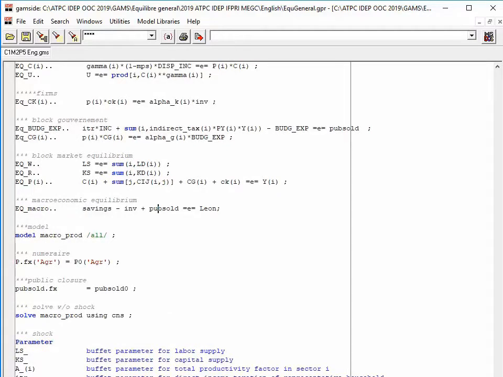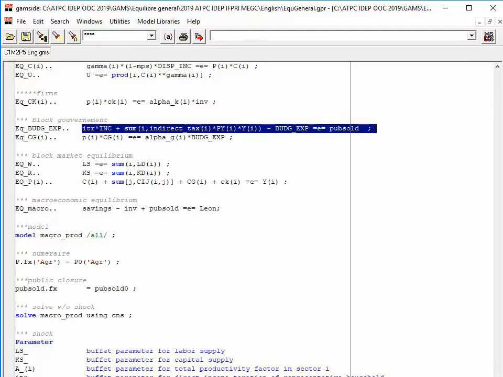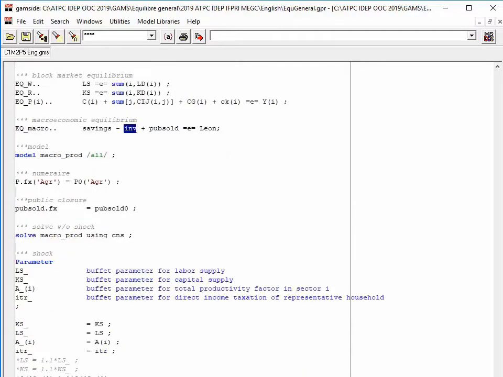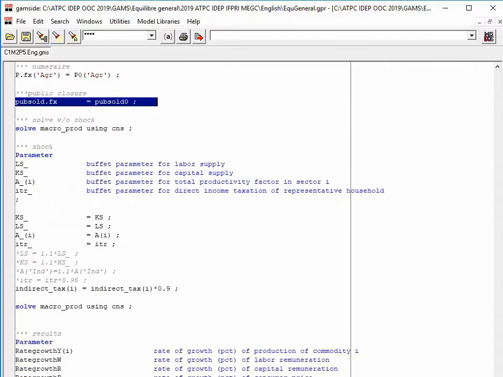It means that the first equations of the block government determine the level of budge_X, that is to say total public expenses. And so the macroeconomic equilibrium determines the level of investment in the economy. So the public closure is to keep the public balance constant. We could have chosen a different closure, for example, total public expenses constant.